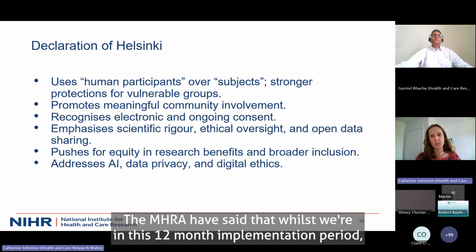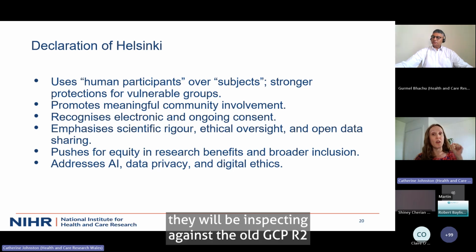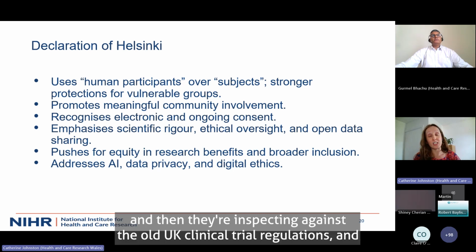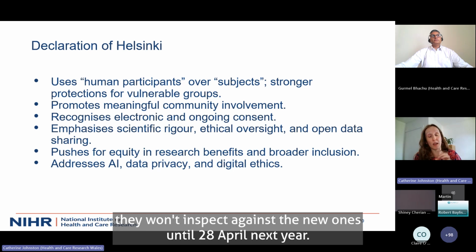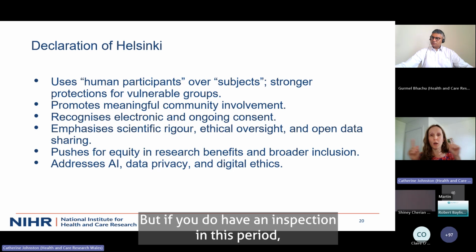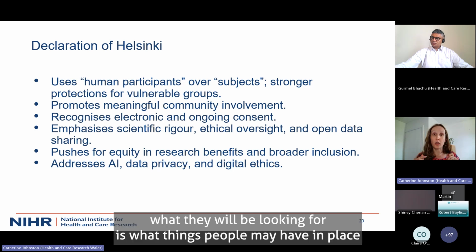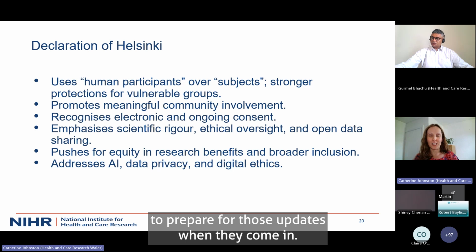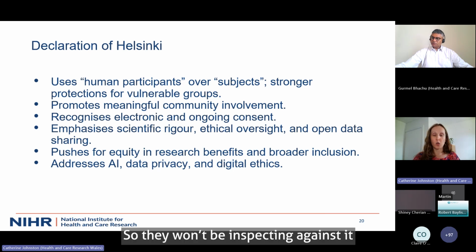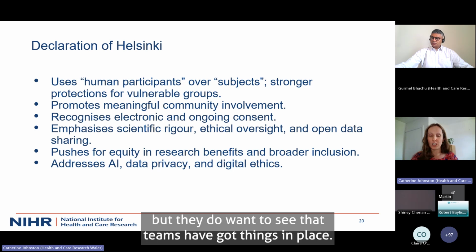The MHRA have said that whilst we're in this 12-month implementation period, they will be inspecting against the old GCP R2, and then they're inspecting against the old UK clinical trial regulations, and they won't inspect against the new ones until 28th of April next year. But if you do have an inspection in this period, what they will be looking for is what things people may have in place to prepare for those updates when they come in. So they won't be inspecting against it, but they do want to see that teams have got things in place.